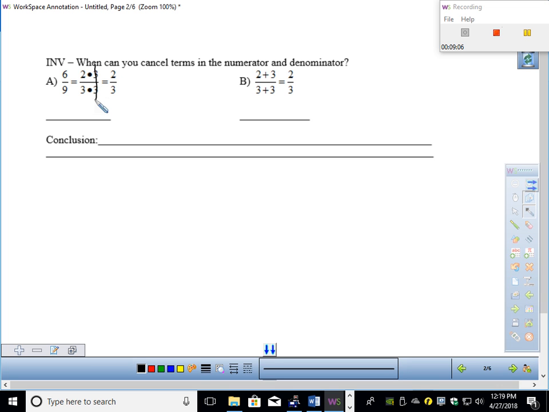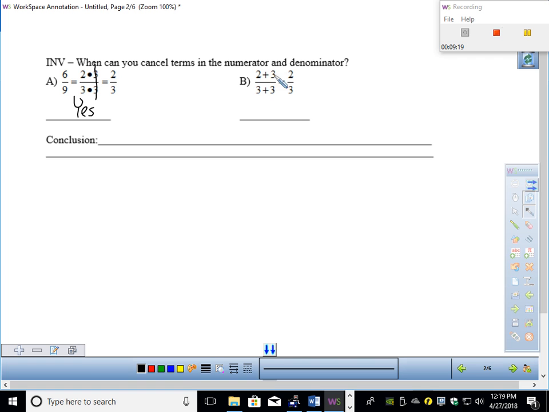And so they cancel out, and so 6/9 is equal to 2/3 because the 2 and the 3 are the remaining factors after the 3's cancel. And so yes, you can definitely do that. That is completely legitimate.